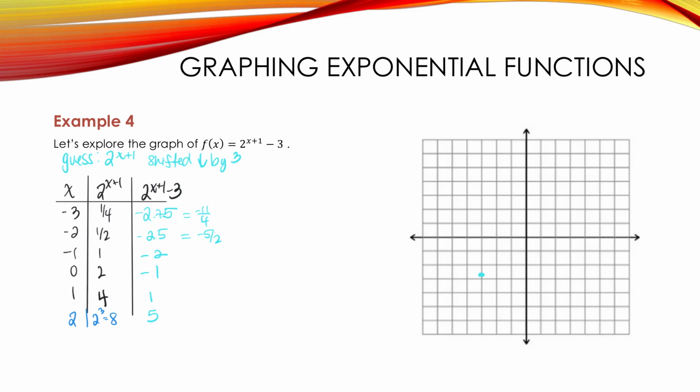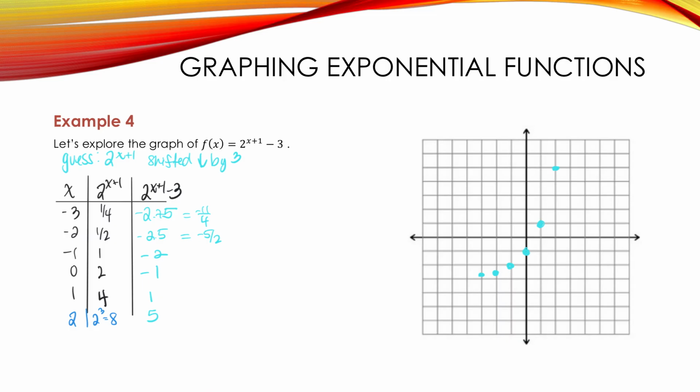We have negative 2, negative 2.5, negative 1, negative 2, 0, negative 1, right? Let's see here. And then we have 1, 1, and 2, 5. 1, 2, 3, 4, 5.